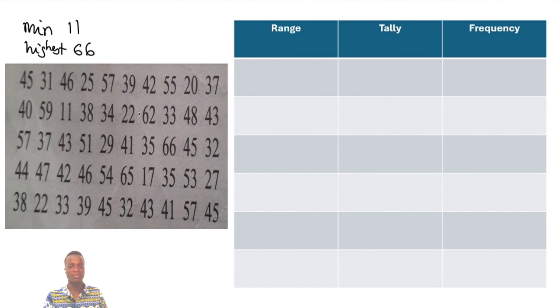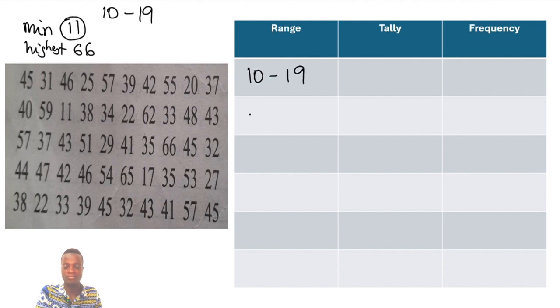I think I'm correct. So in the range table, since we have a minimum and we want to move in ranges of 10, I can count from 10 to 19, like that. The smallest one is 11, right? We have moved in a range of 10 for our counting numbers. So it's 10 to 19. 11 is within that range, so there will be something there.